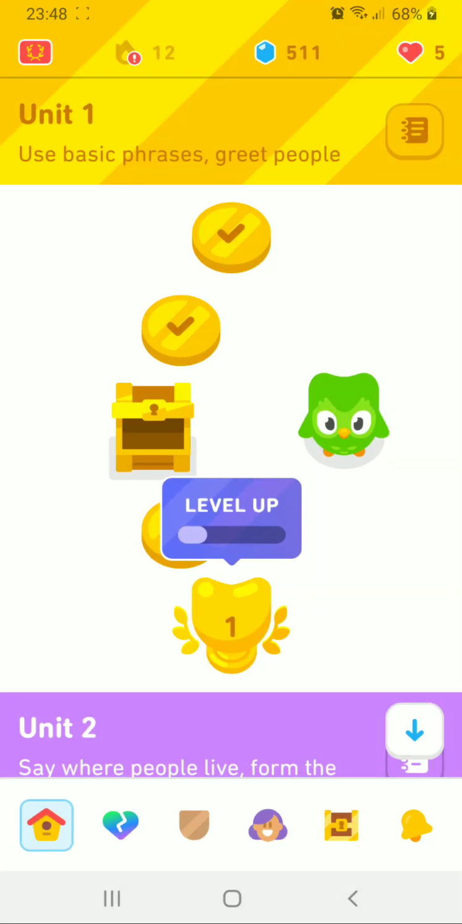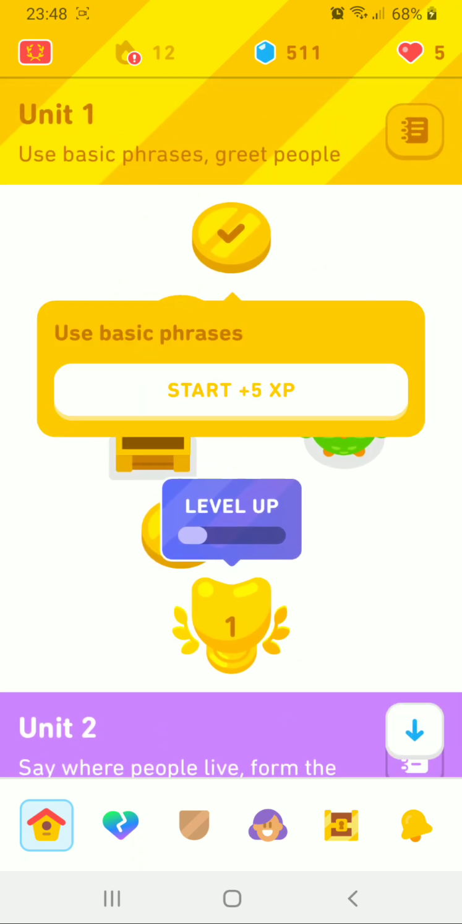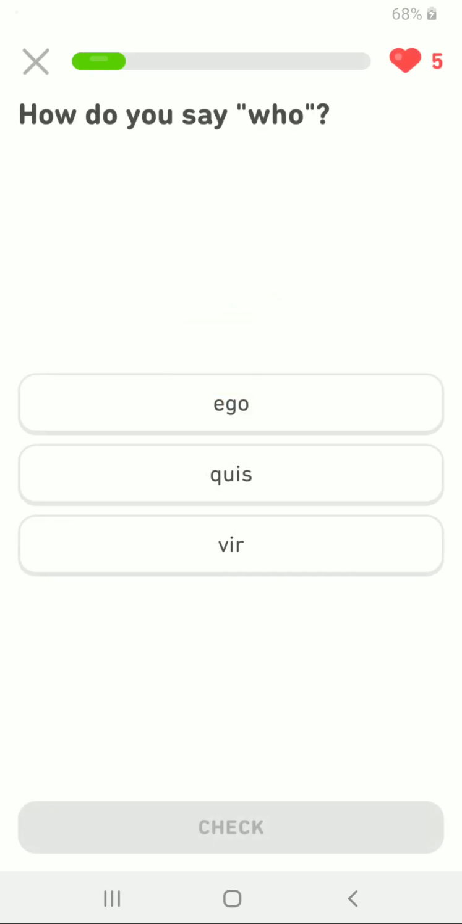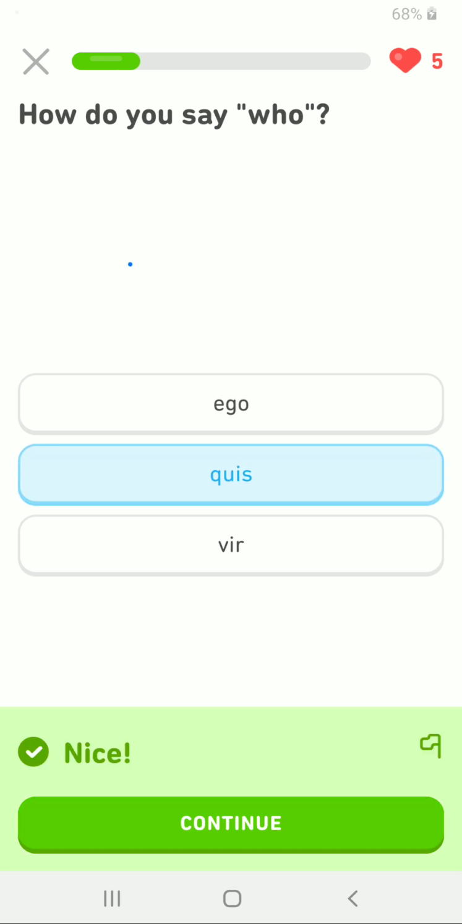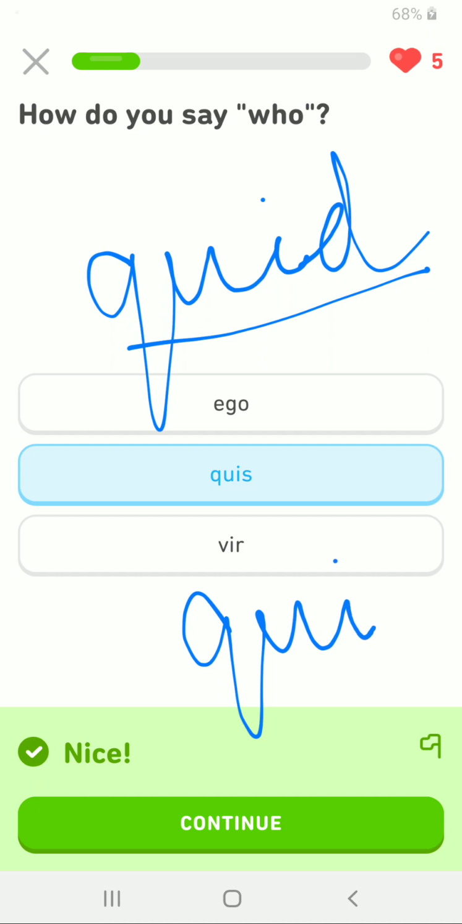But let's move forward and quickly do some exercises. We'll do the first here. Quis, it's who. Just to remind you. Sorry, there's quid, it's what. Quis, it's who, and you have commode.